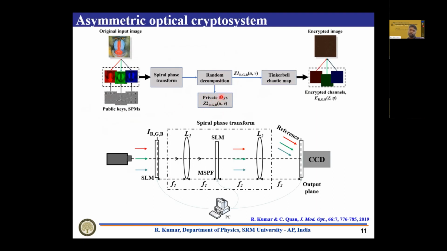So for decryption, we only need these private keys to decode the original information, and the information here is further randomized using the chaotic maps. So here you can see this is the final encrypted image after combining all the three individual channels. And this is the simple setup to realize the spiral phase transform. We just have to modulate the information in the Fourier domain by displaying this spiral phase on the SLM.